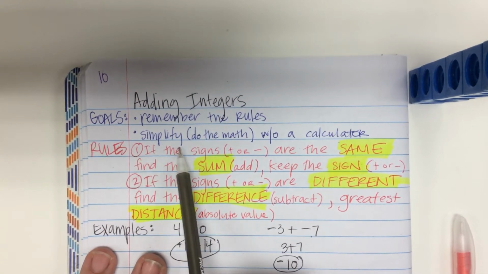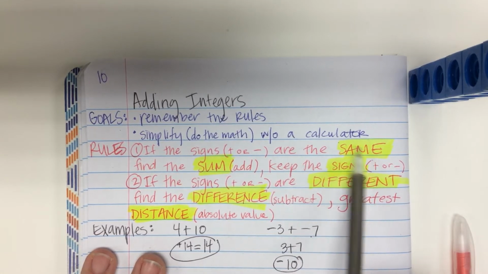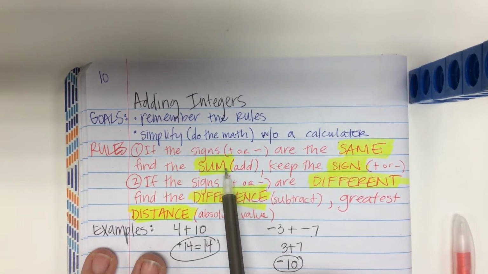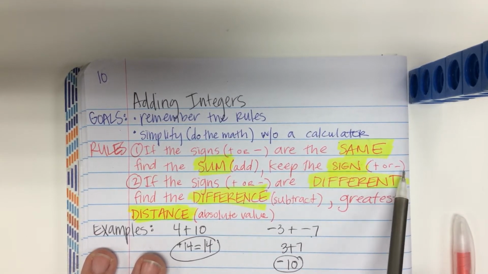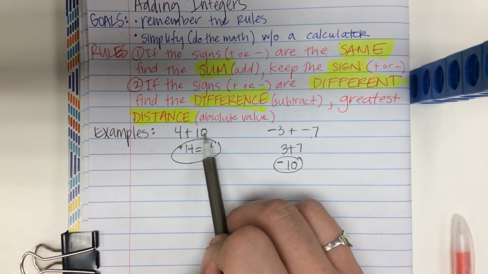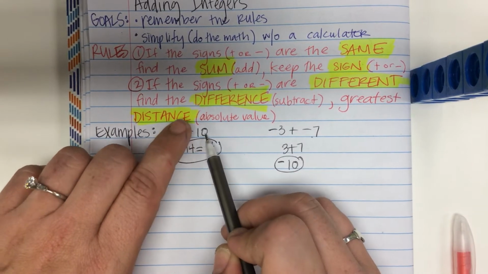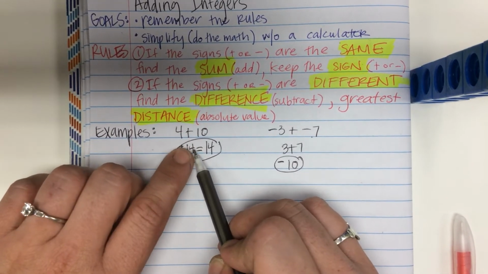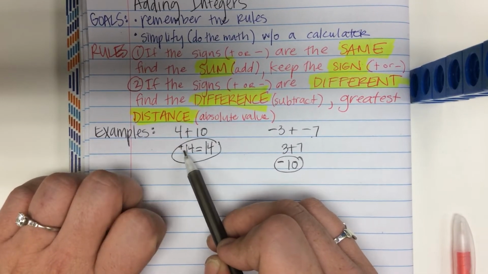Rule number 1, if the signs, positive or negative, are the same, find the sum, add, keep the sign, positive or negative. So down here we did 4 plus 10. They're both positive, so I added to get 14. Since they were both positive, I keep it 14. If the signs are the same, find the sum, keep the sign.